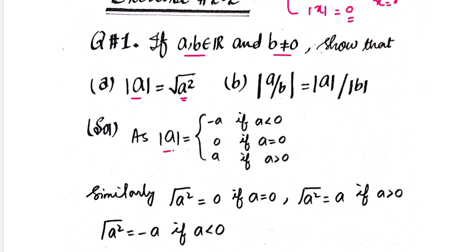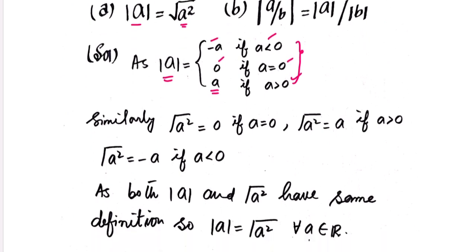The absolute value of a is equal to negative a if a is less than 0, equal to 0 if a is equal to 0, and equal to positive a if a is greater than 0. So the absolute value of a is a piecewise function that consists of these three parts: negative, equal to 0 and greater than 0. Similarly, the square root of a square is equal to 0 if a is 0, because you know the square root of 0 is 0.